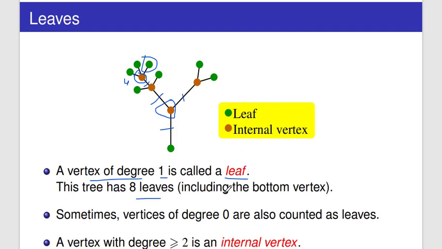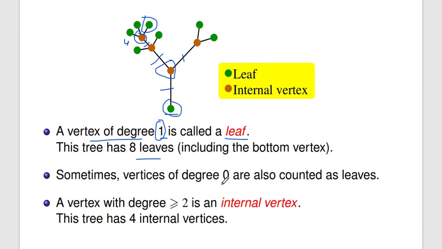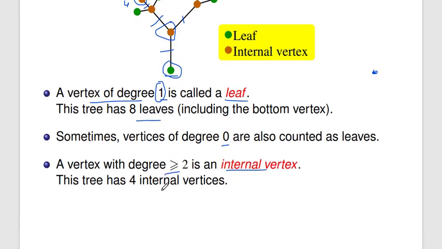Also the bottom vertex is called a leaf, but in an actual tree we would call it the bottom, not a leaf. But in a graph, the only condition is that the degree of the vertex should be 1, and then it's called a leaf. Sometimes a vertex of degree 0 is also counted as a leaf, like this single isolated vertex, which is also called a tree. A vertex with degree 2 or more is called an internal vertex. So this tree has 4 internal vertices. These are leaves and internal vertices.